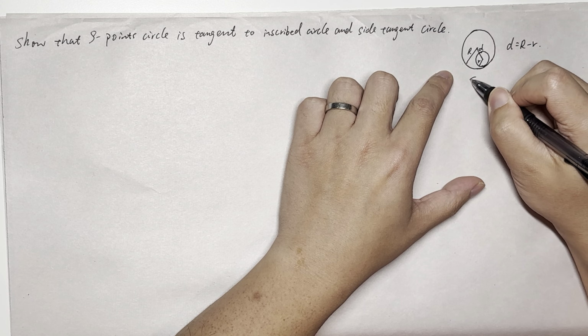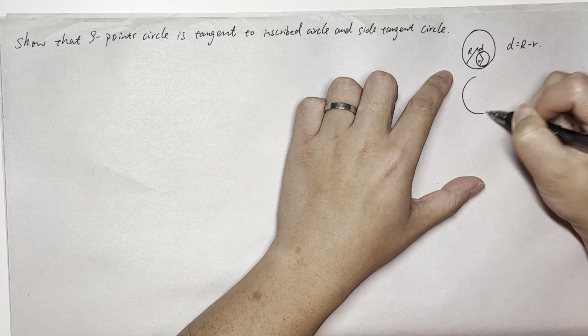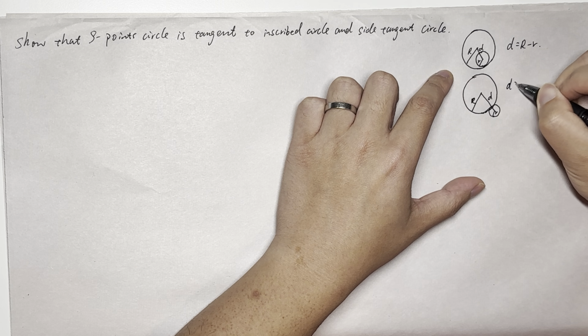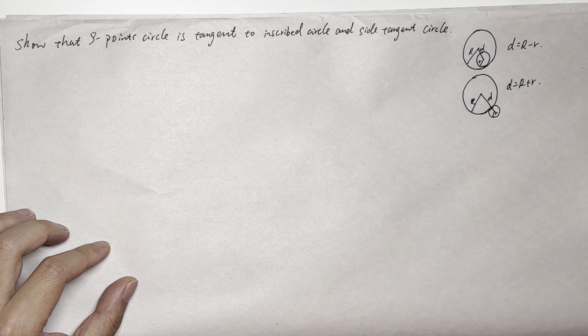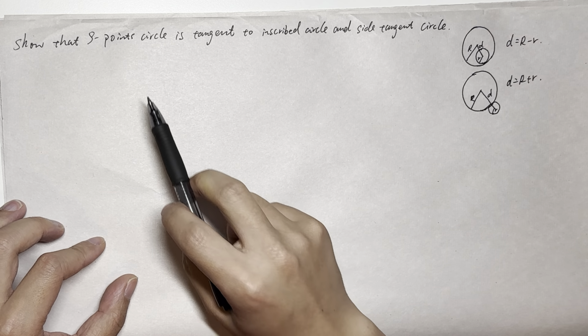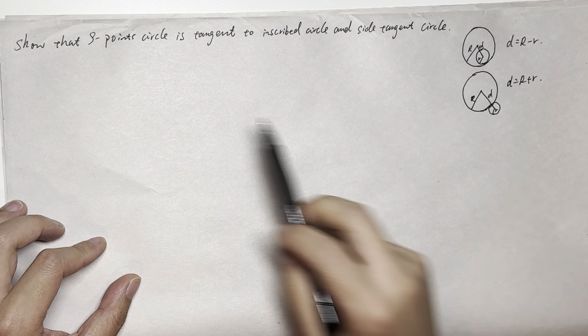And for another case, we can just prove this is R, this is r, this is D. D equals R plus r, right? So basically, we want to find the distance from the 9-point circle center to the inscribed circle center. We want to find the distance.